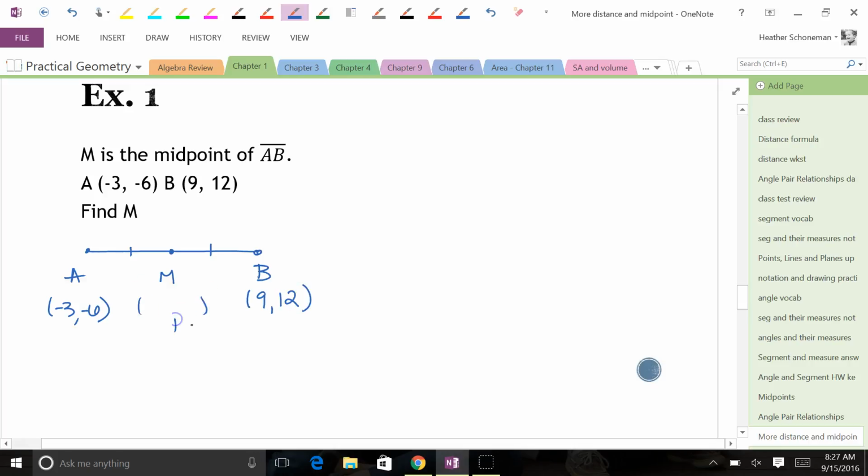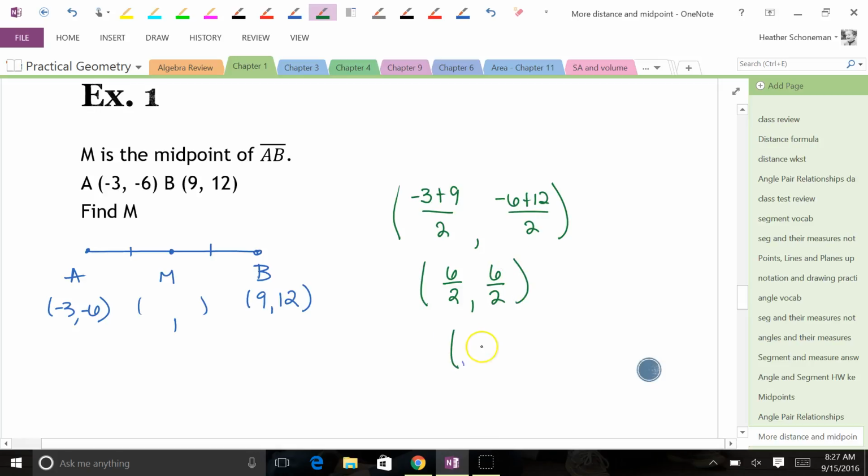So we're trying to find M. So on M, is M the midpoint? Yes, so if it's the midpoint, we have to use the midpoint formula, which means we're going to average the x's and average the y's. So our 2 x's are what? Negative 3 and 9, so I'm going to add them together and divide by 2. What are my y's? Negative 6 and 12. Add them together and divide by 2. Negative 3 plus 9 is 6 over 2, and negative 6 plus 12 is also 6 over 2. 6 divided by 2 is what?